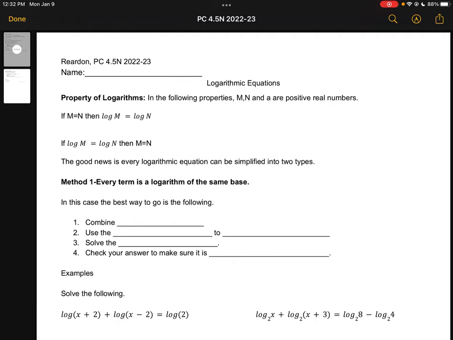Hi everybody and welcome. In today's video we're going to be taking some notes on some specific ways that we can manipulate logs in order to solve them. So your goal after watching this video will be to understand two different methods that both allow us to solve for final answers for logarithmic equations.